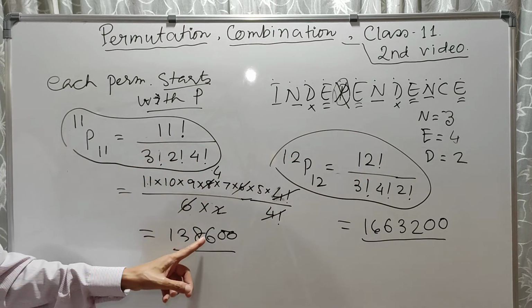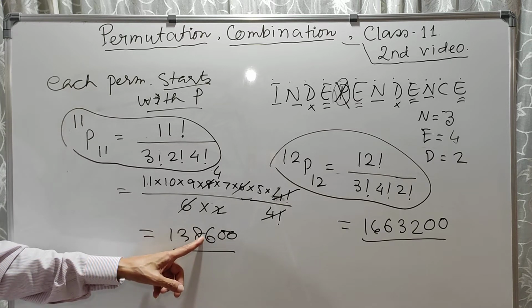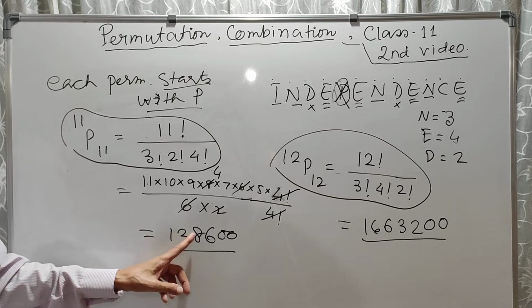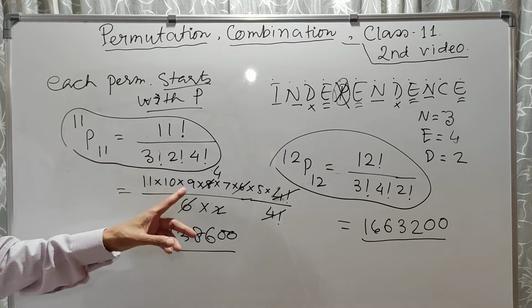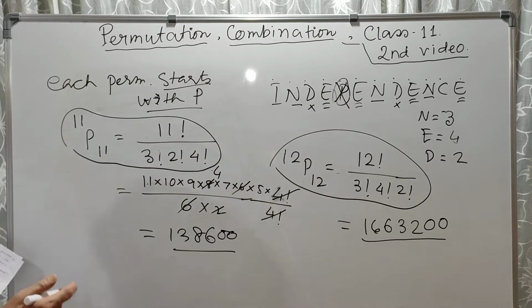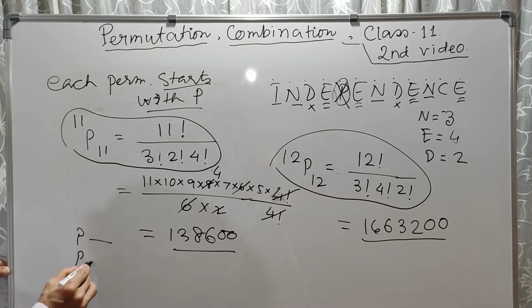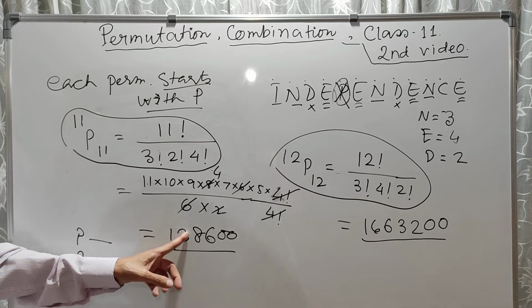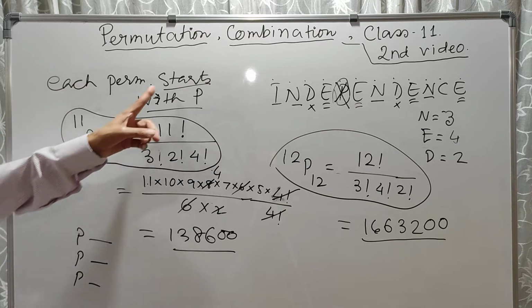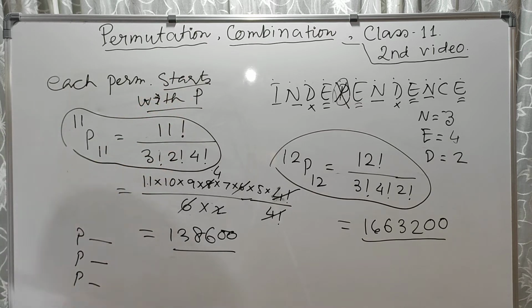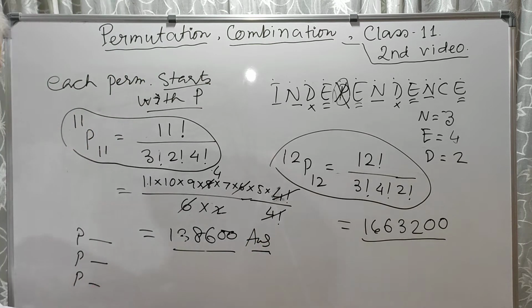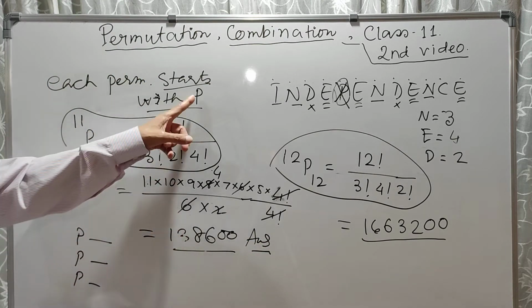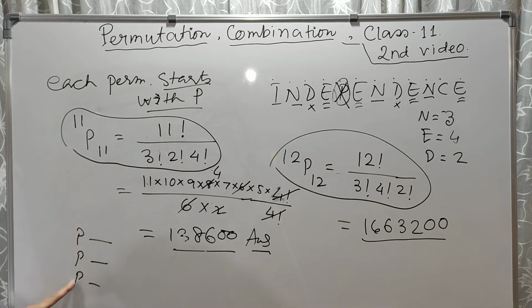Now this value is 138,600. That means there are 138,600 permutations without P. Now for each permutation you put P in the beginning, because that is the condition, starts with P. Then we get the answer. Now the number remains the same. This number will not change, no? So this is the final answer. There are so many permutations where P stands in the beginning.